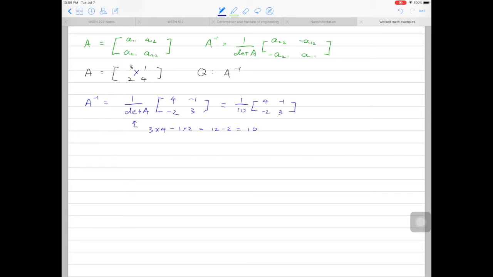Let's put the 1/10 in the matrix. That gives us 0.4, minus 0.1, minus 0.2 and 0.3. And this matrix is the inverse matrix of A.